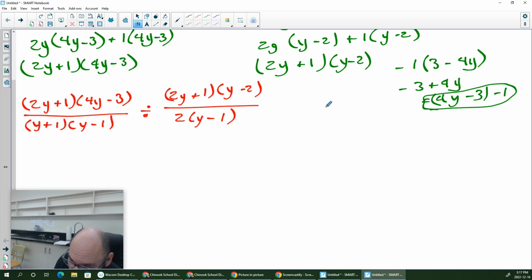Okay, and then I'm going to divide by, and I'm going to put this factored one on top. The 3 minus 4y is going to turn into this. It's going to be negative 1 times 4y minus 3. And then the bottom part is just y plus 1.